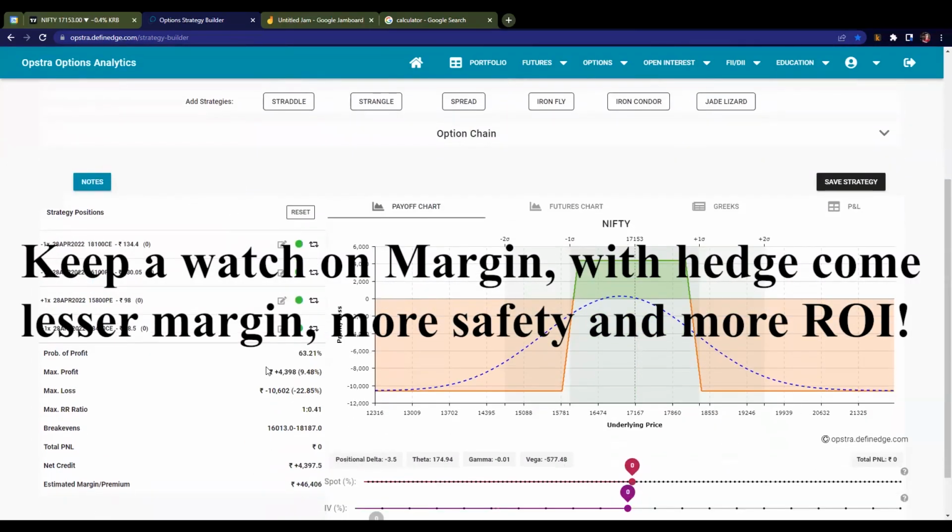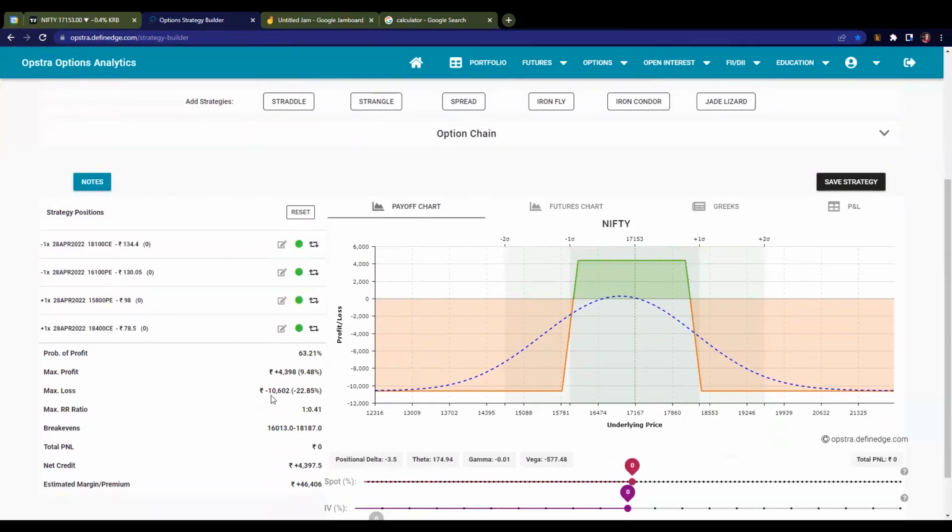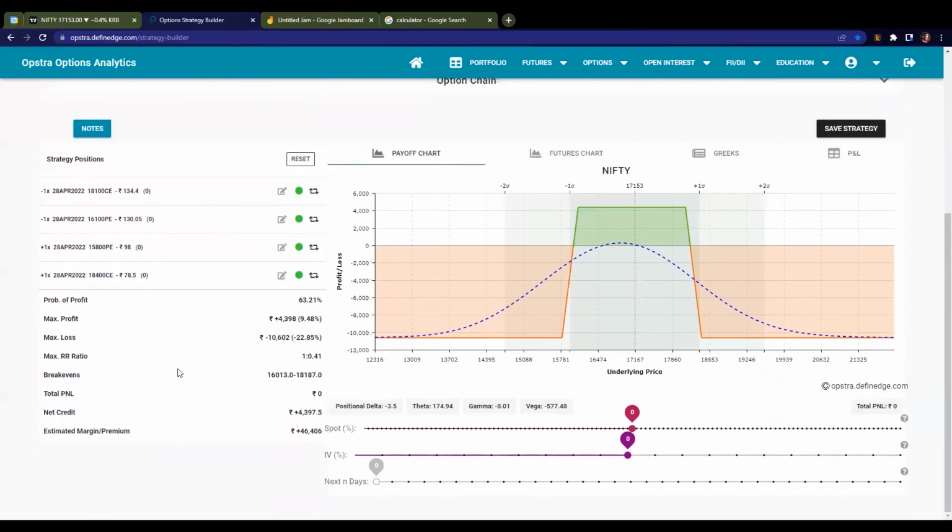Now you see, maximum profit is 4,500 and maximum loss is 10,600. Now many of you might argue or become doubtful that, hey, maximum loss is more than double the maximum profit that I am going to make. But see, your chance of winning is more because you have a good range to play with. So first point is your range. Already you have a good probability of winning.